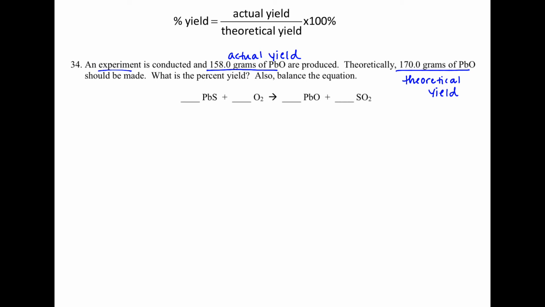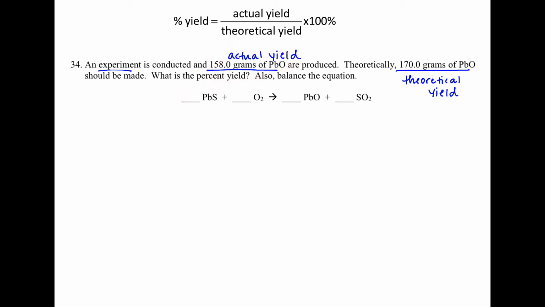When we did our questions in the unit, generally you would have calculated the 170 in part A of the problem, and then you would be given the 158 in part B of the problem. But we're just sort of giving you the theoretical just to make sure we understand the percent yield concept, okay? So, knowing the amount that was possible to make and knowing the amount that was actually made, it asks what is the percent yield.